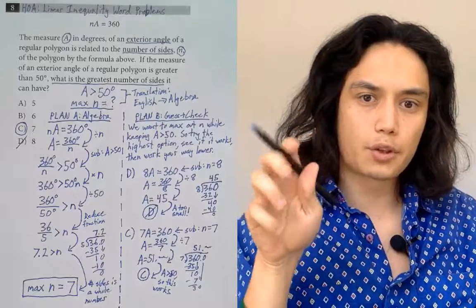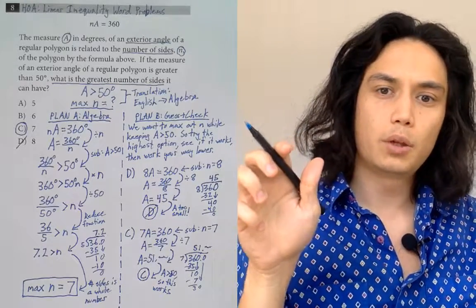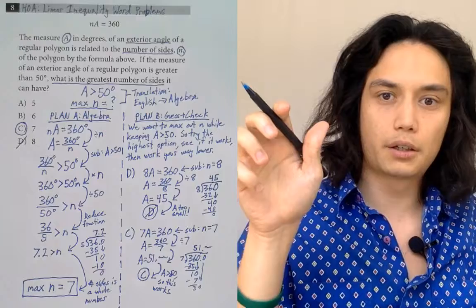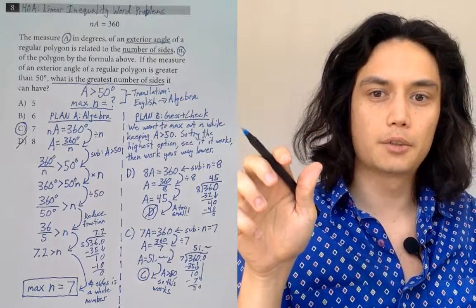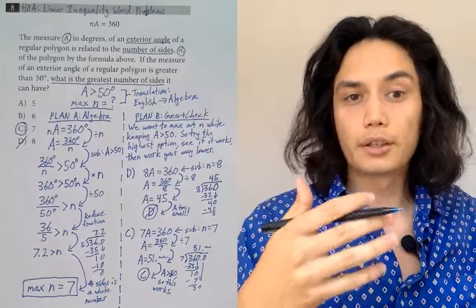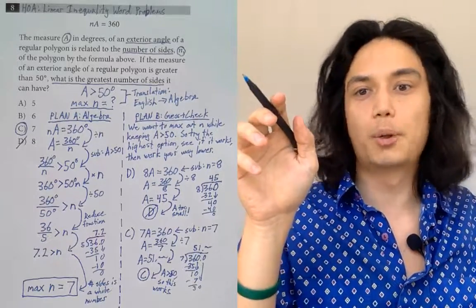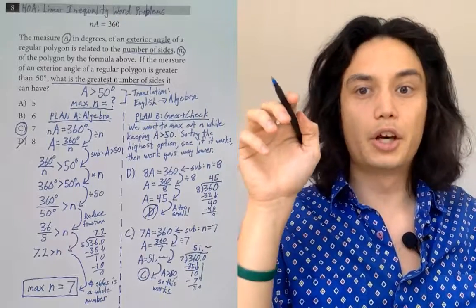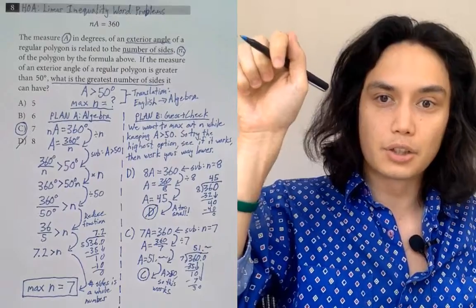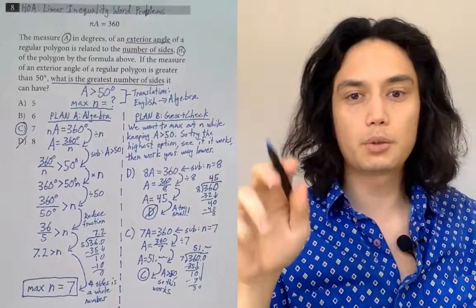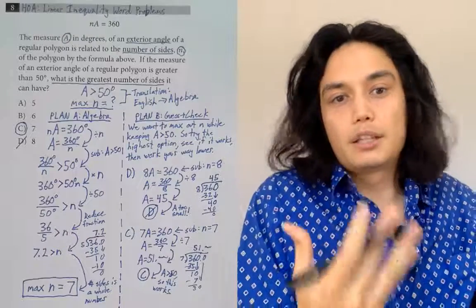So this is where this paragraph comes in right here. This is plan B, guess and check, and it says we want to max out n. We want n to be as high as possible. We want the greatest number of sides. We want n to be as high as possible while keeping a greater than 50. And this is from the problem: the measure of an exterior angle of a regular polygon is greater than 50. A is the measure. So we want a to be greater than 50. We're going to keep a greater than 50. So we're going to try the highest option. We want n to be as high as possible.